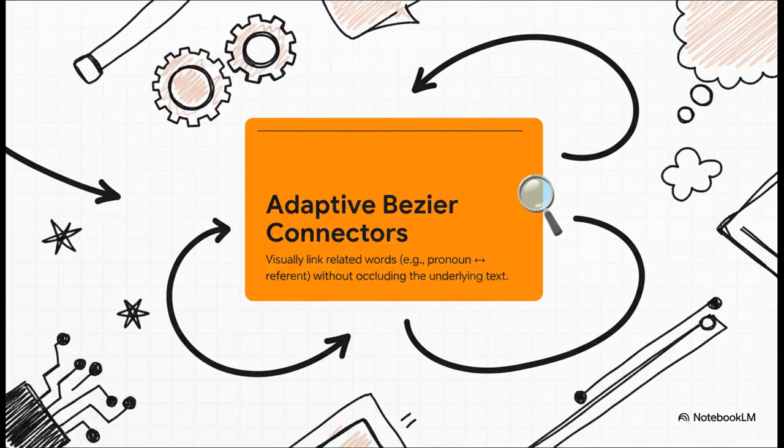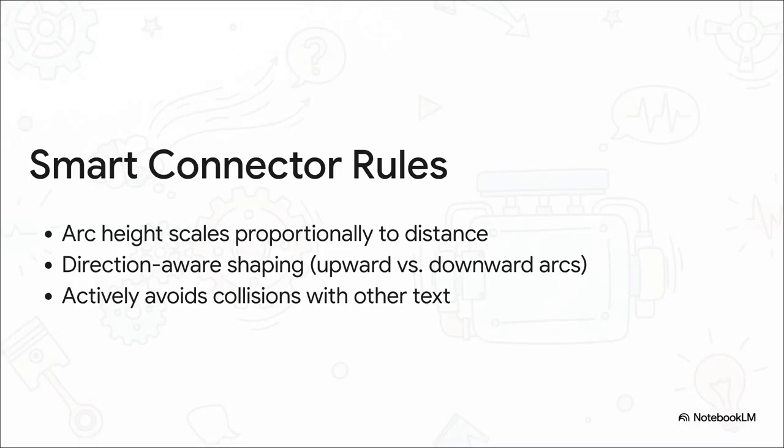So cool. But what if you want to connect two related words that are far apart on the screen? For that, the engine uses what are called Bezier connectors. You can think of them as these smart, elegantly drawn curves that create a visual link between ideas, but without ever getting in the way or covering up the text. And these connectors aren't just random lines. They follow a really smart set of rules. For example, the arc of the curve actually gets higher the farther apart the words are. The curve shape also changes depending on whether it's pointing up or down. And maybe most importantly, it's smart enough to actively avoid colliding with other words on the screen.